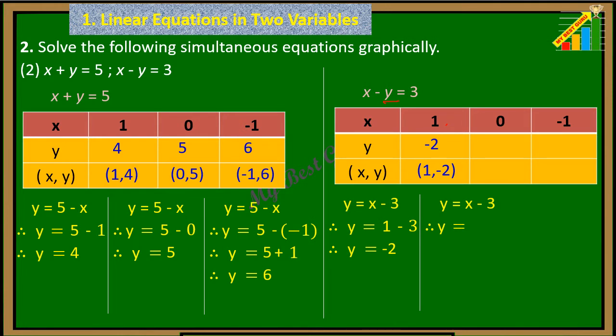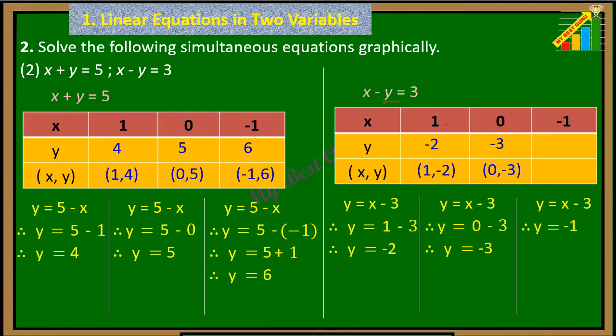So y is minus 2 and the coordinate of x comma y is 1 comma minus 2. Now we'll just put the value for x as 0. So y is equal to 0 minus 3, which is minus 3. So you get the value of y is minus 3 and the coordinates for this is 0 comma minus 3.